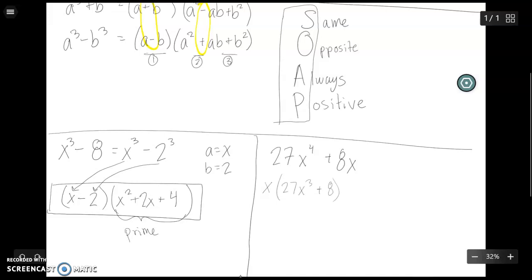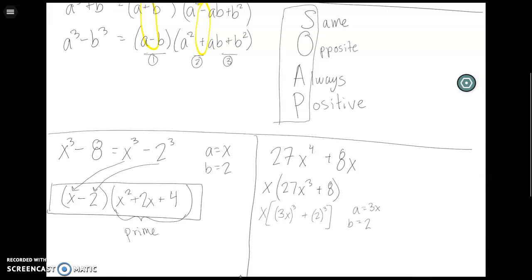Now that set of parentheses, this factor, that is now a sum of perfect cubes. So let me rewrite this so it looks a little more familiar to us. We're going to have x, and I'm going to employ the brackets so we don't get confused. 27 is 3 cubed, so I can turn that into 3x cubed plus 2 cubed. And if it helps you to identify what the a and the b are, go ahead and do it. So in this case, our a is 3x and our b is 2.